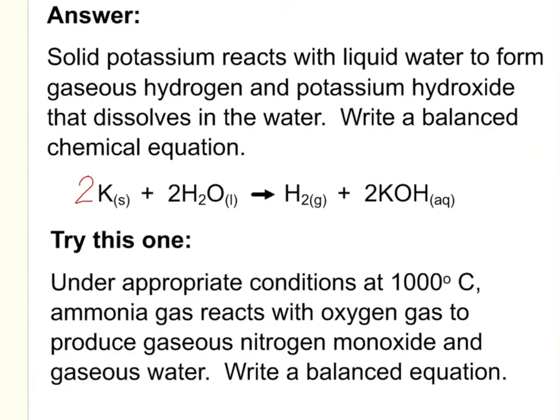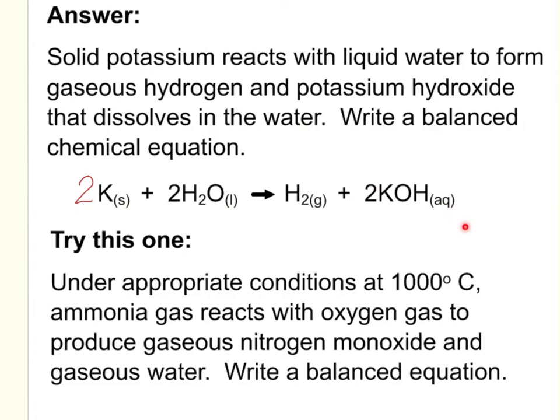All right, here's my answer. First, I needed to read the information and then write down the unbalanced chemical equation. We have solid potassium, liquid water, gaseous hydrogen. Remember, hydrogen's a diatomic molecule, so it's always H2. And then we have potassium hydroxide dissolved in water, so we write the aq for aqueous for its state. And then I can go back and balance it, and after I balance it, then I need to check it.